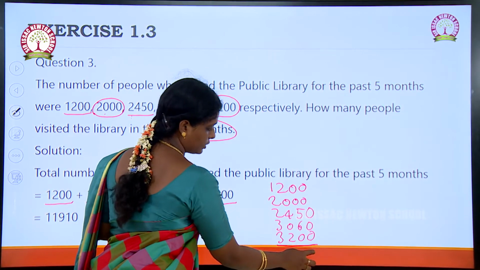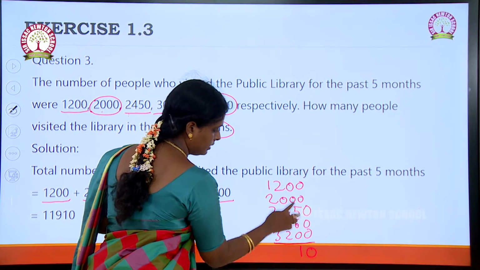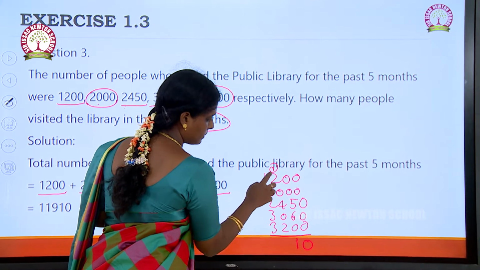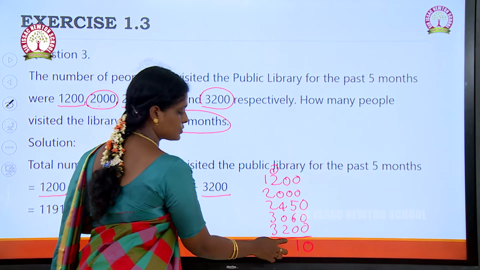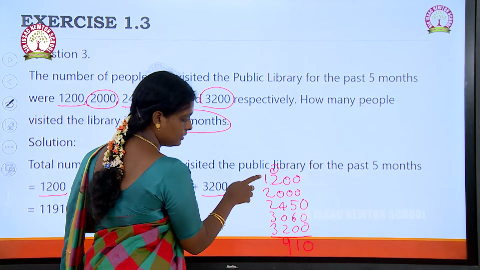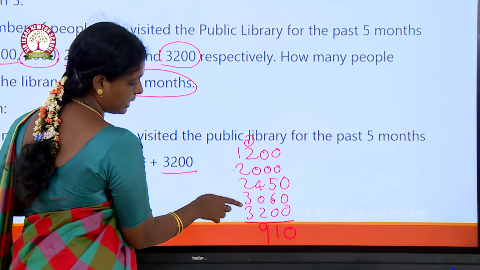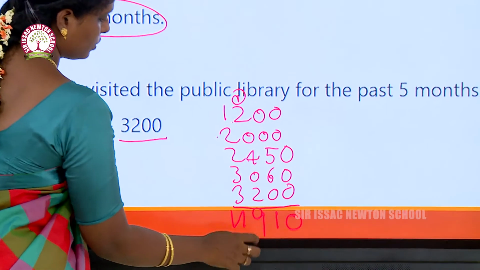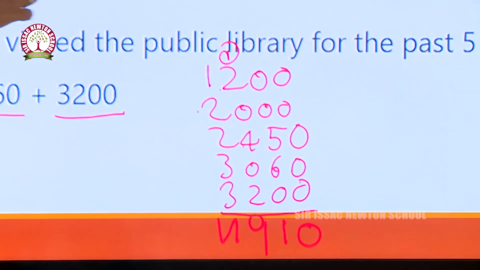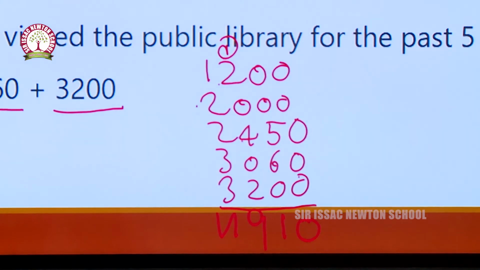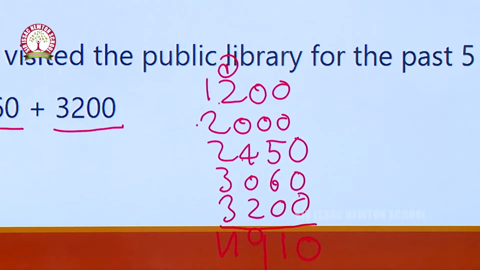So 0, and then 5 plus 6 is 11, so 1, remaining 1. So 1 plus 2 is 3, 3 plus 4 is 7, 7 plus 2 is 9, and then 1 plus 2 is 3, 3 plus 2 is 5, 5 plus 6 is 11. So the total number of people who visited the library in the last 5 months is 11,910. Okay.